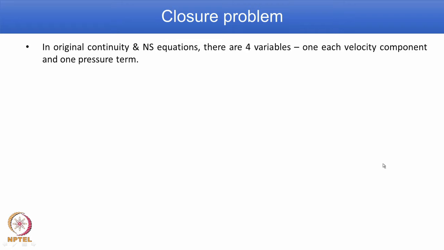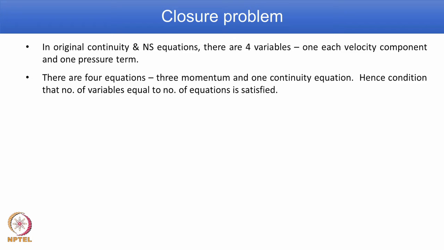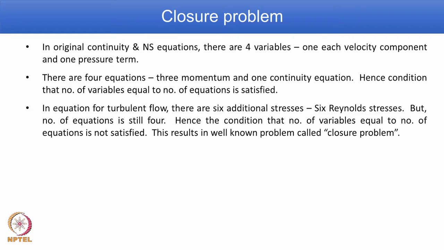We learnt about the closure problem. What is the meaning of the closure problem? We revisit that again. Originally, we have the continuity equation and 3 equations of the Navier-Stokes equation. So there are 4 equations and 4 variables, 3 velocity components and 1 pressure term, so the number of equations equals the number of variables. In turbulent flow, we have an additional 6 stress terms, whereas the number of equations remains 4. Hence we have a total of 10 variables but only 4 equations. Hence it becomes a closure problem.